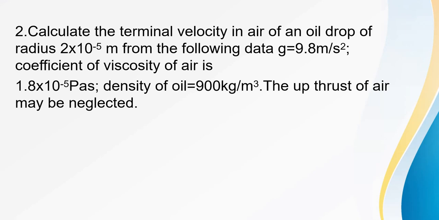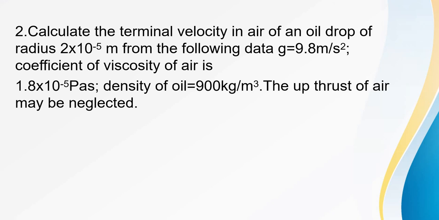Calculate the terminal velocity in air of an oil drop of radius 2 into 10 raised to minus 5 meter from the following data. Given acceleration due to gravity is 9.8 meter per second square and coefficient of viscosity of air is 1.8 into 10 raised to minus 5 Pascal second. Density of oil is 900 kg per meter cube, and it is also given that upthrust of air may be neglected.